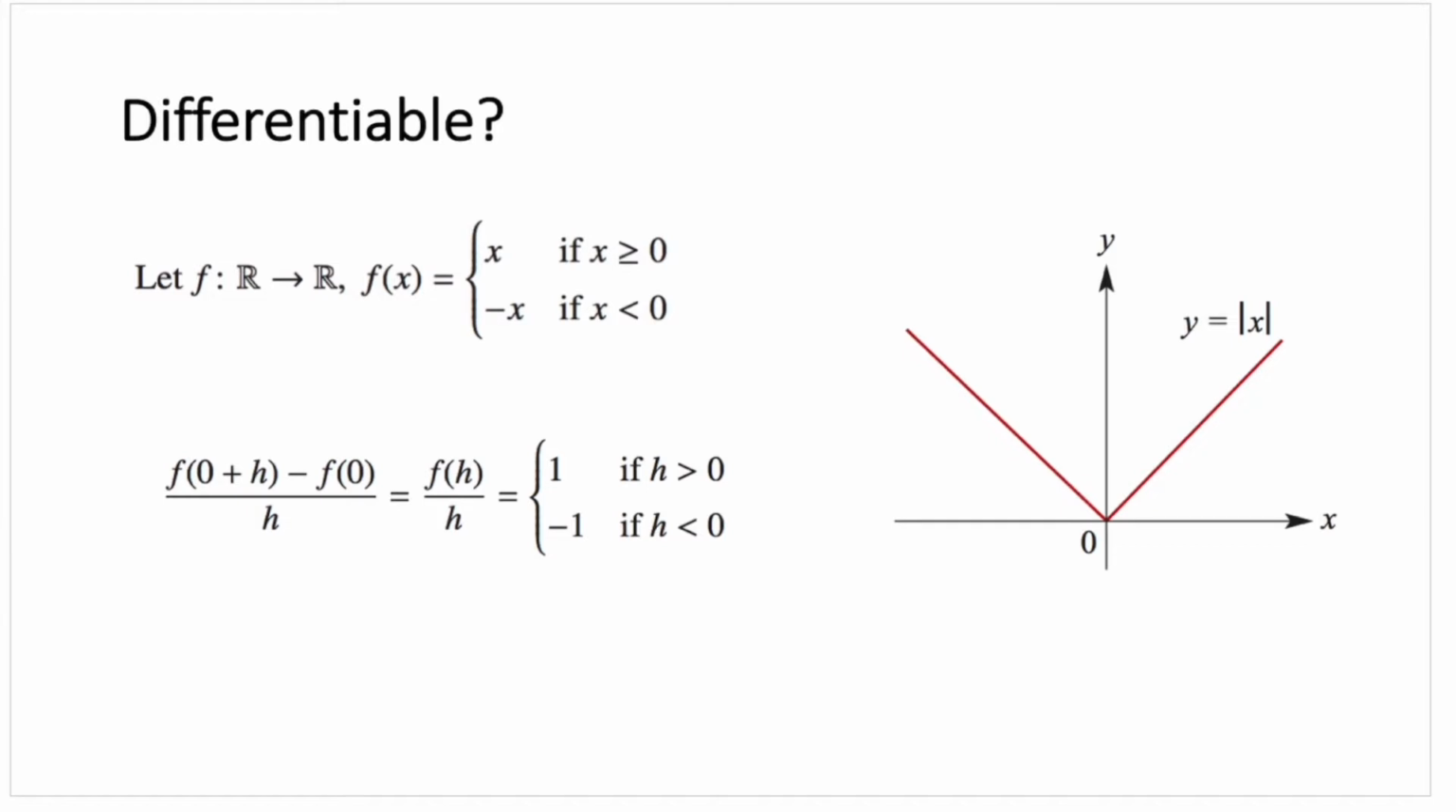For example, the modulus function or the absolute value function is given by f of x is equal to the absolute value of x. If we differentiate this function, we have 1 and negative 1 respectively, because the derivative of x is 1 and the derivative of negative x is negative 1. This means that the gradient to the left of 0 is negative 1, and the gradient to the right of 0 is positive 1. The two values are not equal, so we conclude that the modulus function is not differentiable.